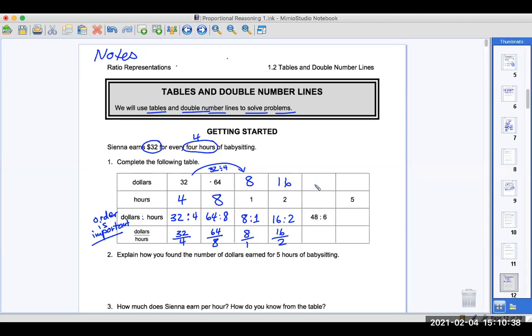And now we have to figure out these. $48, that goes into dollars, every 6 hours. Right? And then 5. How much does she get paid for 5 hours? I'm going back here. I like this number the best. This is called the unit rate. So it tells me how much does she make for 1 hour. For 1 hour, it's $8. So for 5 hours, it's 5 times 8. Or you can add 8 5 times. $40.